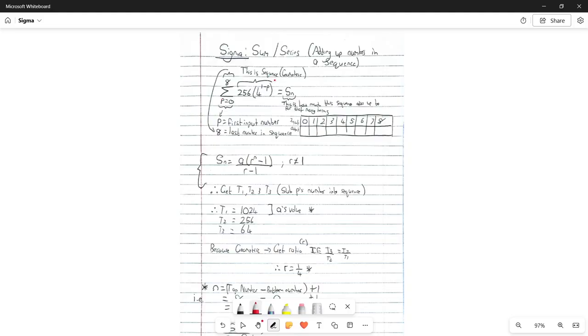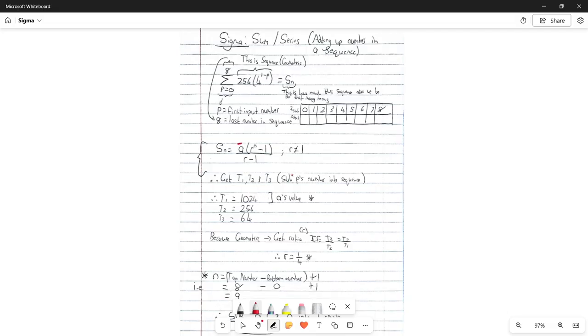At this stage, we're trying to determine what sequence this is. Sometimes it'll be arithmetic, sometimes it'll be geometric, and if there was an infinity at the top, that would be an infinite series. Based on this, we need to get term 1, term 2, and term 3. So we need to sub our p's value, the value that was given, into our sequence to get these values. We go 256, then in our calculators, bracket 4, 1 minus 0. 0 is our first input in this case. We've done this on our calculator. Term 1 gives us 1024, and this is our A value.